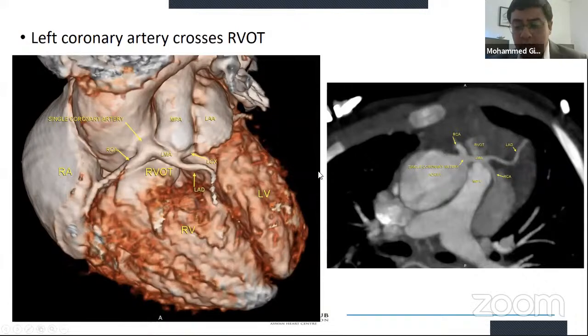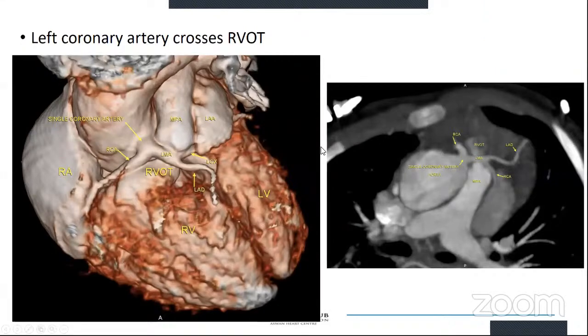Dr. Hatem, what was the management, or what's your opinion regarding this finding? So a major coronary artery crossing the RVOT is not rare in patients with tetralogy of Fallot. And this does have a significant clinical implication. It affects the timing for surgery, but also the surgical procedure itself.